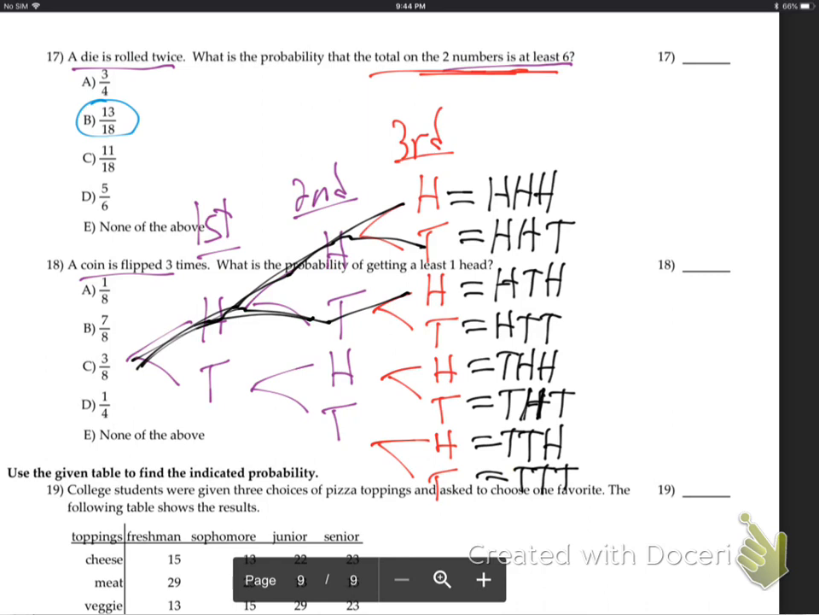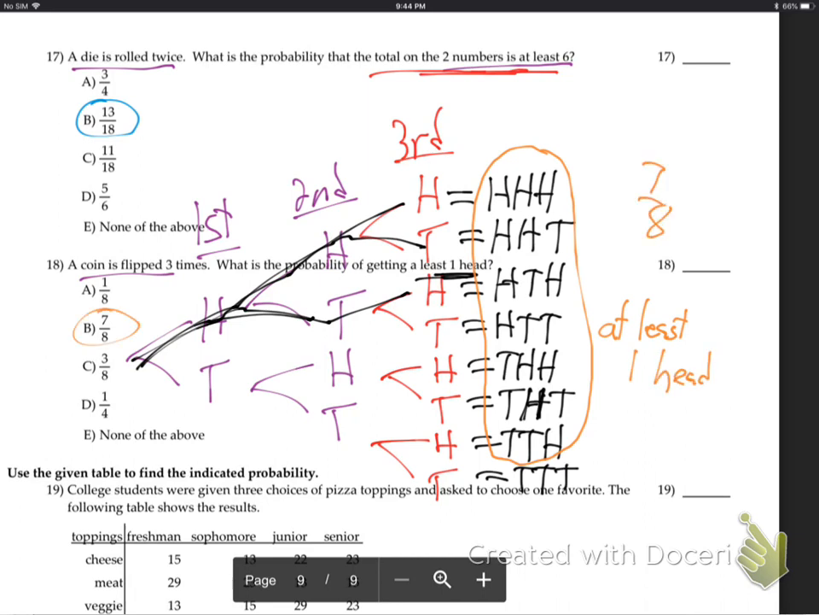Okay. So all those results, what do we got here? Probably getting at least one head. Well, if you want at least one head, that just means any of these. The only one that doesn't have at least one head, these are all at least one head, aren't they? So that's seven out of the eight different results. Boom. B. There we go.